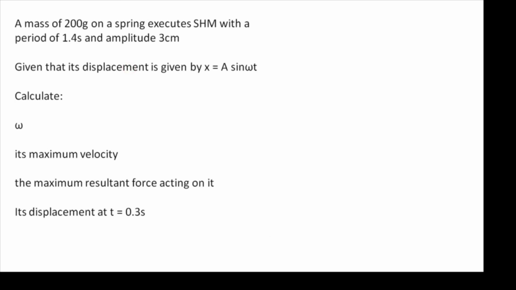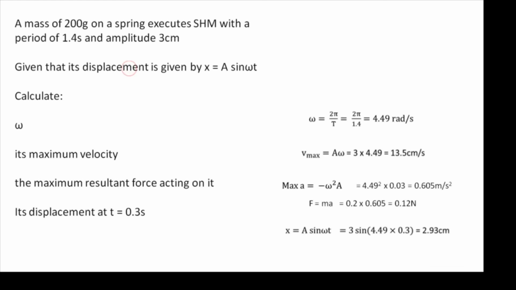Here's a little question to do. A mass of 200 grams on a spring executes SHM with a period of 1.0 seconds and amplitude 3 centimeters. Given that its displacement is given by x equals A sine omega t, calculate these quantities. And basically, using the equations that I gave you before, you could pause the video now and have a go at these first if you like. Or you could cheat and just look at the answers. And there's the answers.